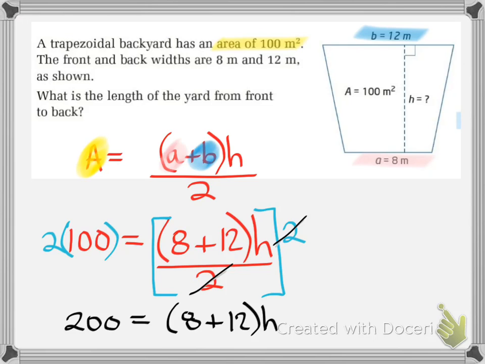Awesome. So I'm going to take this information and bring it to the next screen. 200 equals, no, not 8 plus H. What is it? 8 plus 12 times H. Now, we kind of didn't follow our own rules. I was zoomed in. Oh, well, we'll go from there.